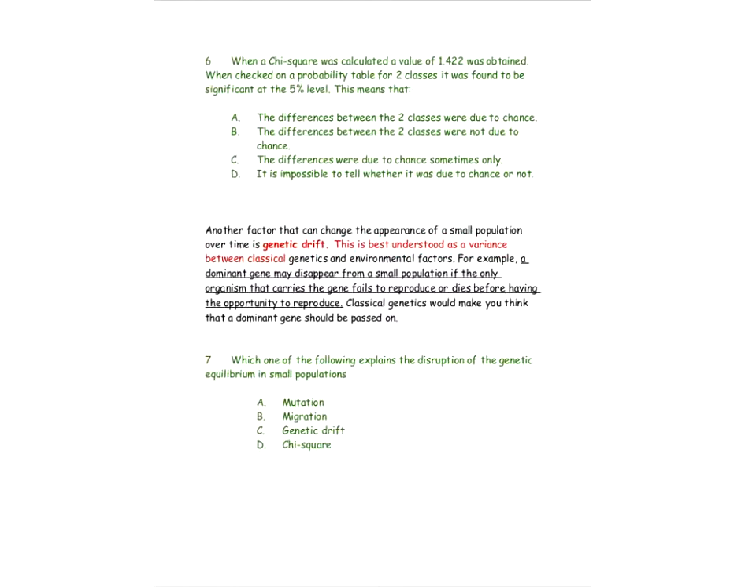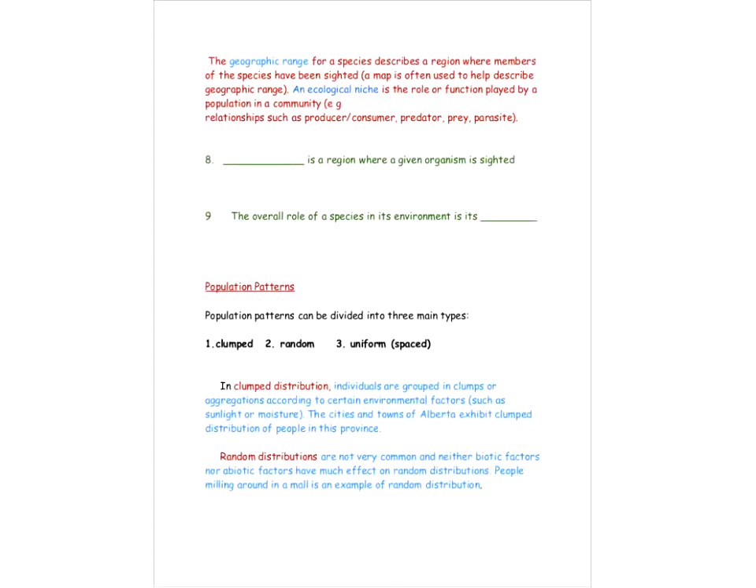Okay, so the answer for question 7 then would be, what would it be? Which of the following explains the disruption of the genetic equilibrium in small populations? Okay, good stuff. So, on to the next board. Okay, so the next board is talking about 2 concepts, geographic range and ecological niche.